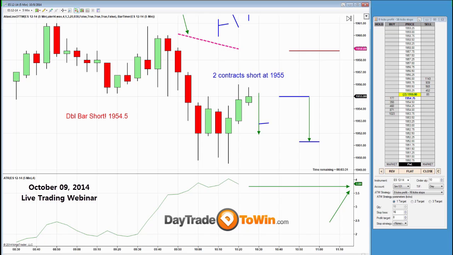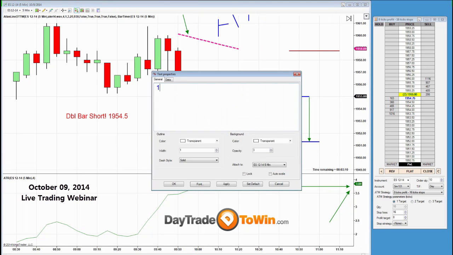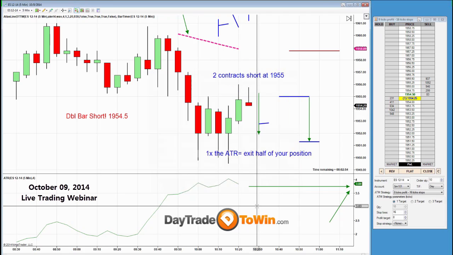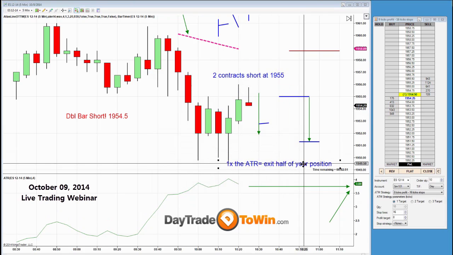So when you think about trailing a target or trailing a stop, start off with multiples of 2. So 2 contracts. Once it makes the profit target of 1 times the ATR, exit half of your position. So once it makes 1 times the ATR, exit half of your position. Officially, 1 contract at 3 3/4 of a point.